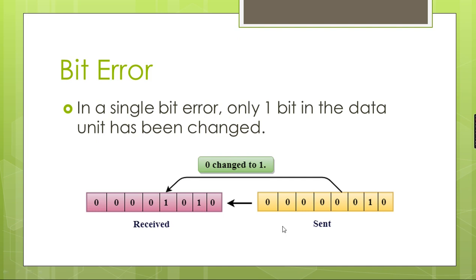You can see in the figure the sent data is 00000010, but at the receiving end, the receiver receives 00001010. So here this 0 is changed to 1 at the receiver end. If we send the original data and it gets changed at the receiver end, with one of the bits changed, then this kind of change is called a single bit error.